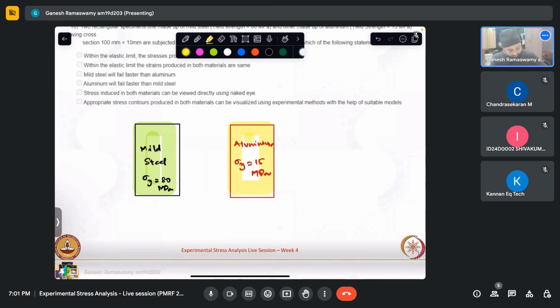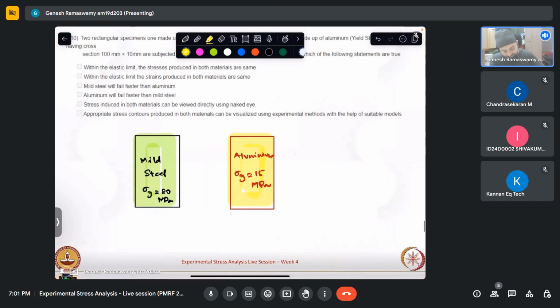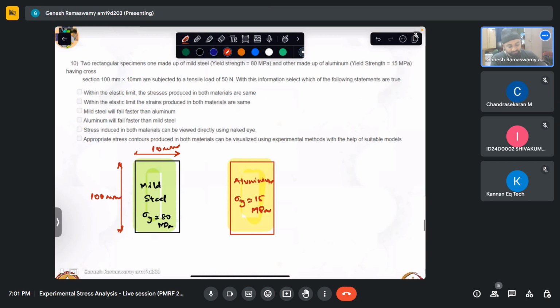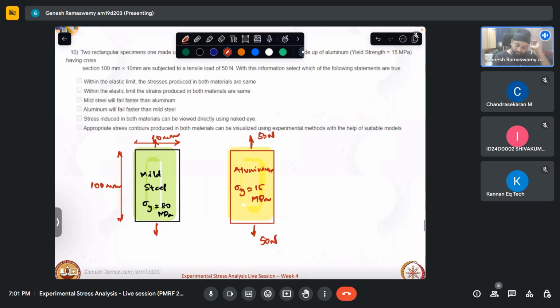Okay. So these two have a cross section of 100 by 10. So if this is 10, this is 100. It is not drawn to scale. You can consider it to be drawn to scale. Both are subjected to a tension of 50 Newton. Fine. With this information, select which of the following statements is true. Within the elastic limit, the stresses produced in both the materials are the same.